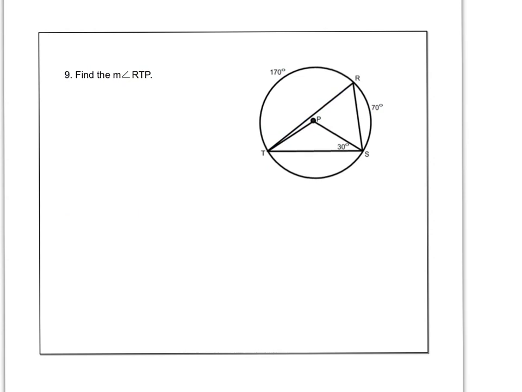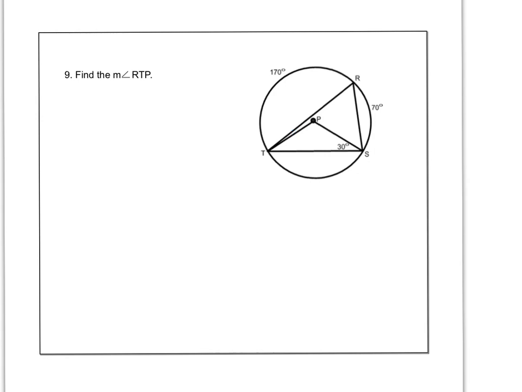Number 9, find the measure of angle RTP. Now, if you look closely, angle RTP is just a little tiny sliver of an angle. It's this little angle right in there, angle R to T to P. In order to find that, we're going to use a couple of things that we've learned.